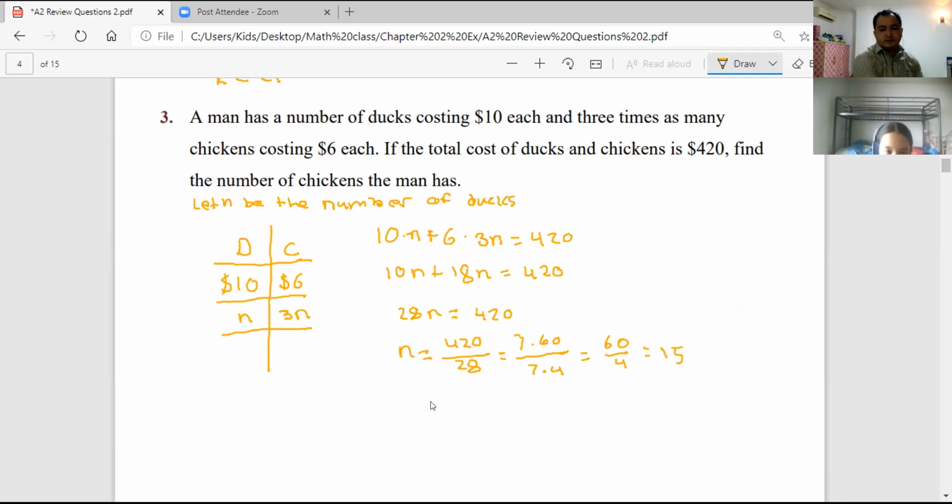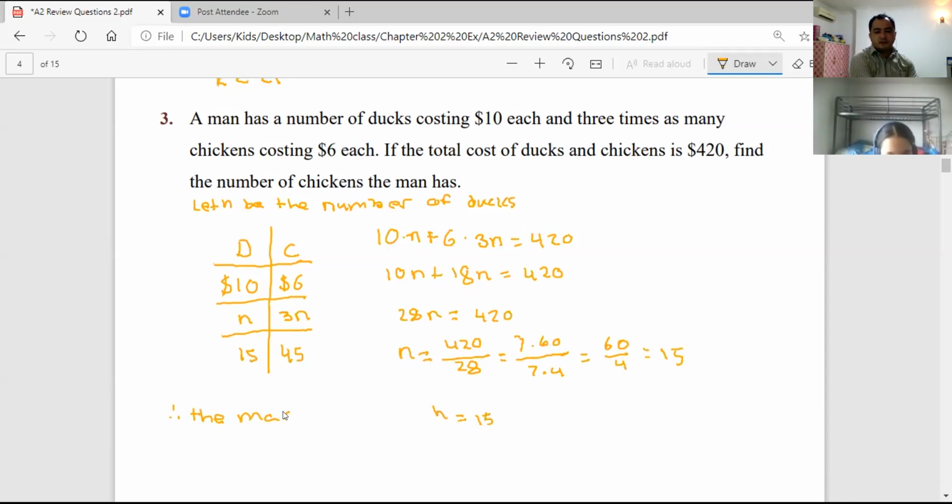Alright, so n equals 15. And what is the question? Now read the question, Shahina. Find the number of chickens the man has. So the ducks is 15. 15 times 3 is 45. Yeah, 45. Very good.